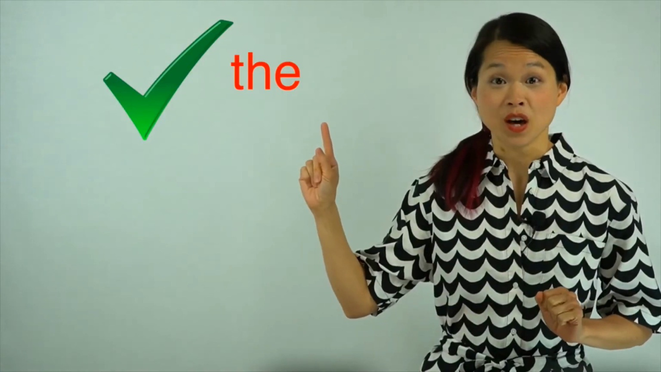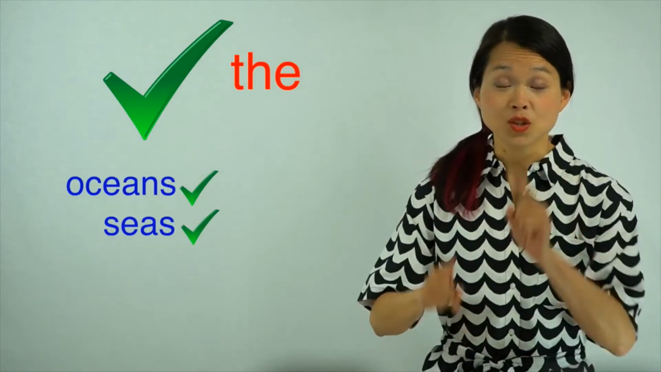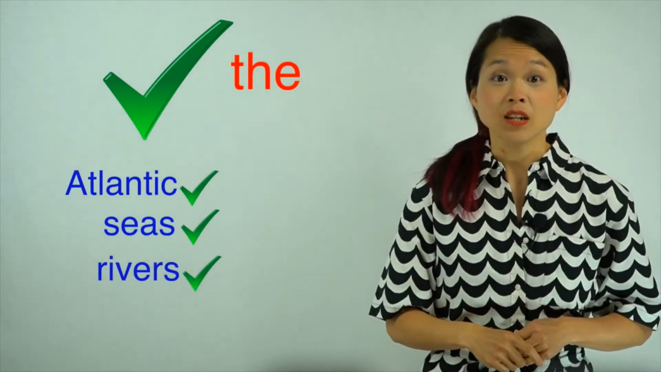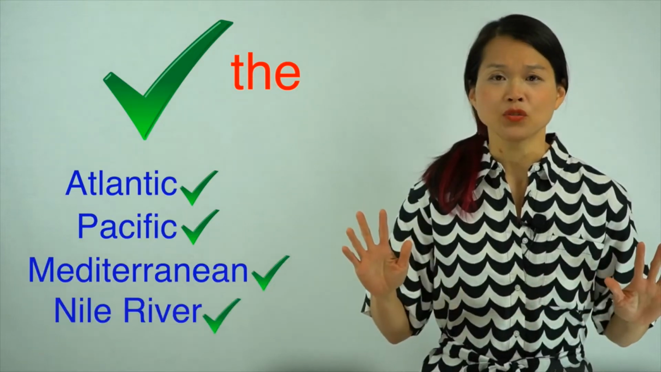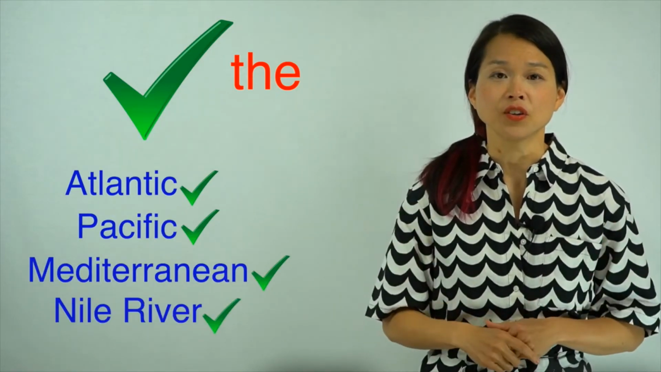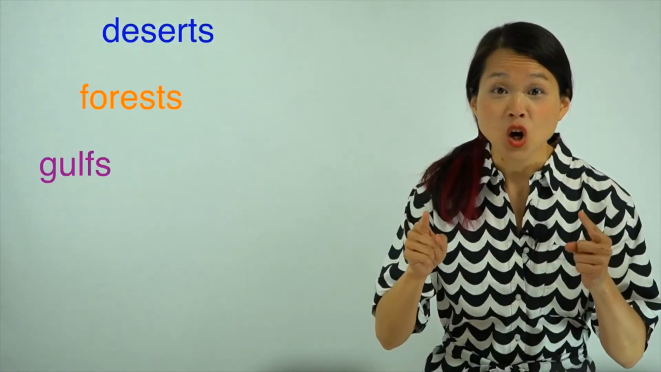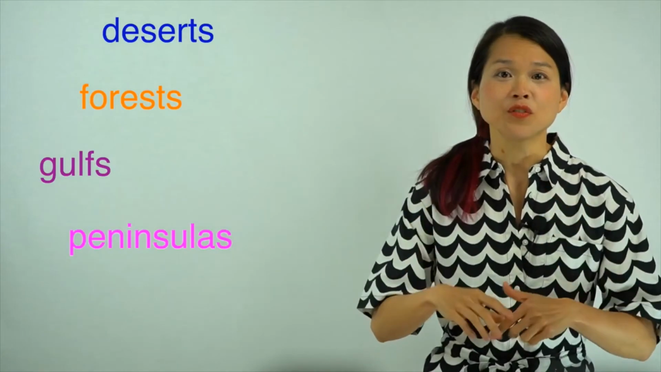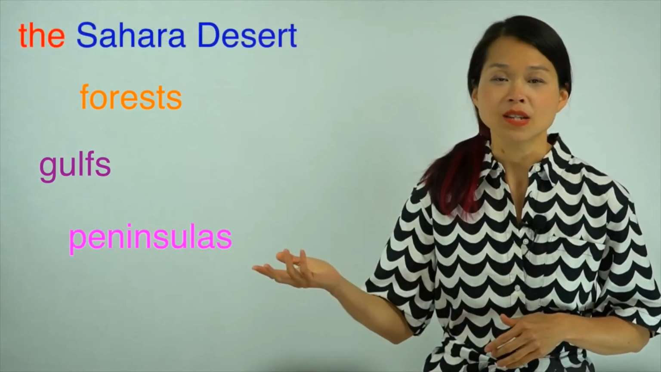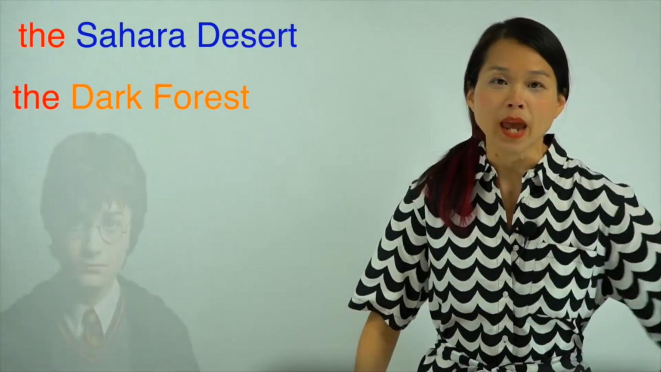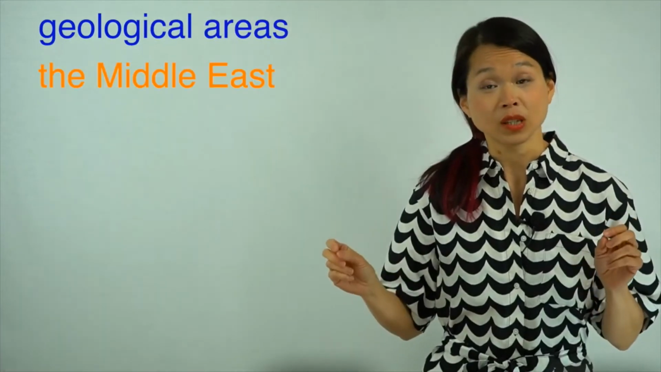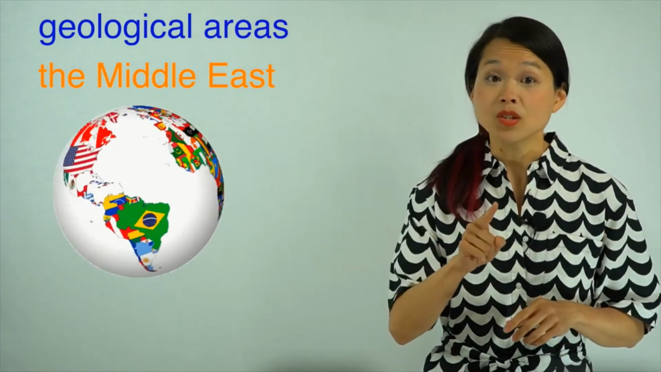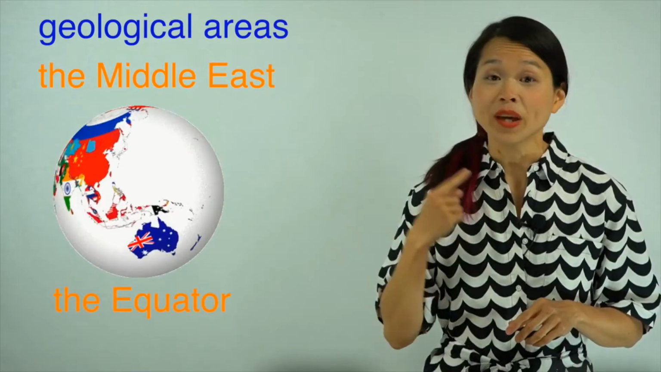Do use the with oceans, seas, and rivers. The Atlantic and the Pacific, the Mediterranean Sea, the Nile River, all need the definite article. And guess what? Deserts, forests, gulfs, and peninsulas need the definite article. The Sahara Desert, even the dark forest from Harry Potter. And geographical areas like the Middle East, or points on the globe like the equator.